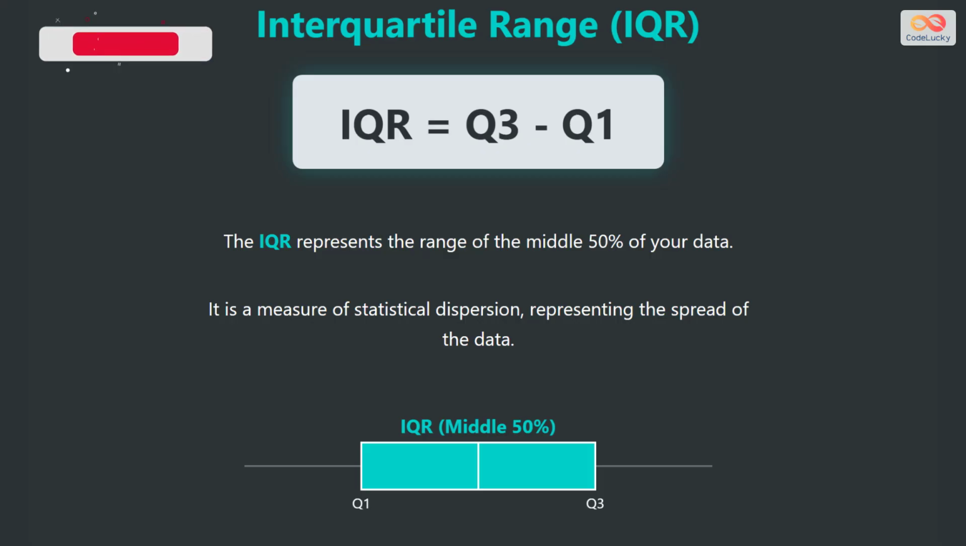The key component here is the interquartile range. Abbreviated as IQR, the IQR is calculated by subtracting Q1 from Q3. It represents the middle 50% of your data. This metric is a measure of statistical dispersion, telling us how spread out the central part of our dataset is.